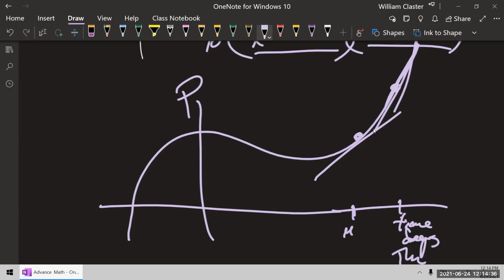So who cares about that? I don't know. People care about that, right? So the rate of change is important, right? It tells you how fast something is increasing.